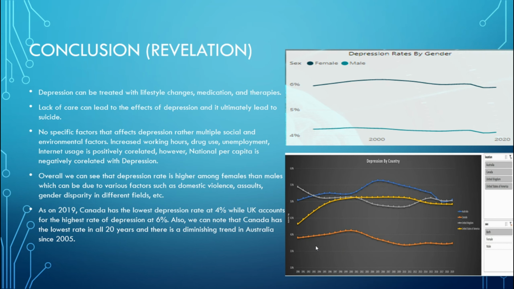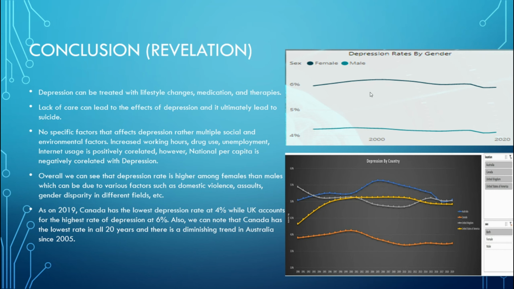Now it's clear that depression rates are not increasing or decreasing, rather, it's almost stagnated over the years. From this graph, it's clear that females are having higher depression rates than males, almost 6% for females and 4% for males. The reason for increased depression rates of females can be domestic violence, assault, gender disparity in different fields, etc. And as Michele stated, the depression rate is stagnated, even though the health expenditure was increased over the years.